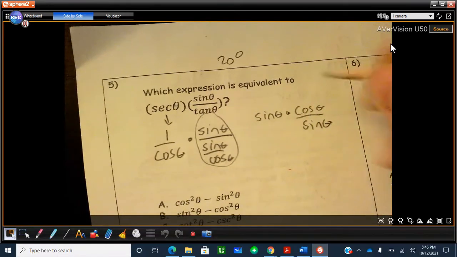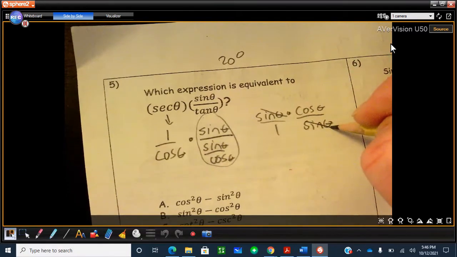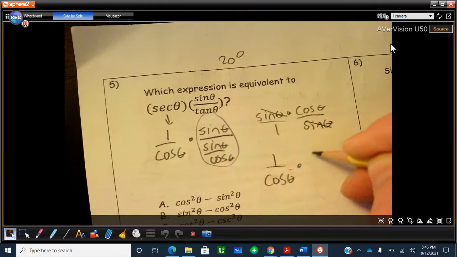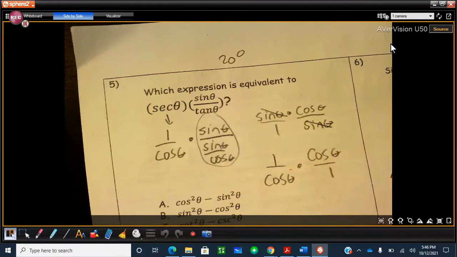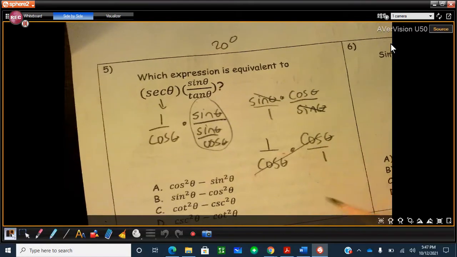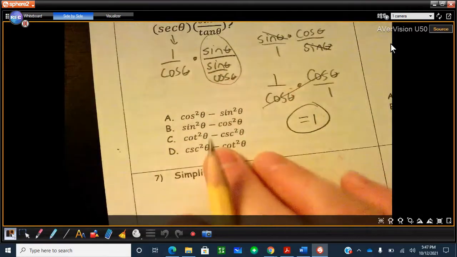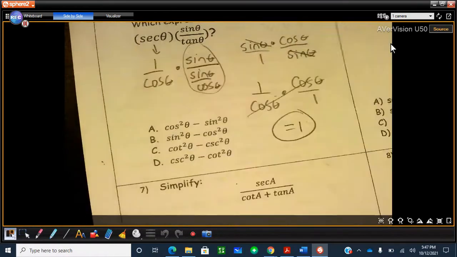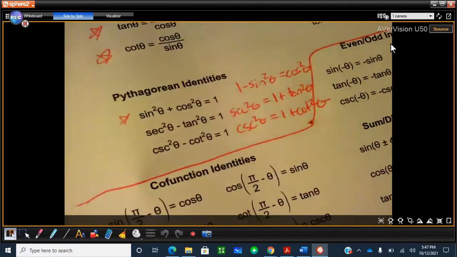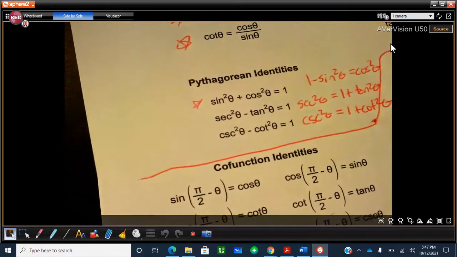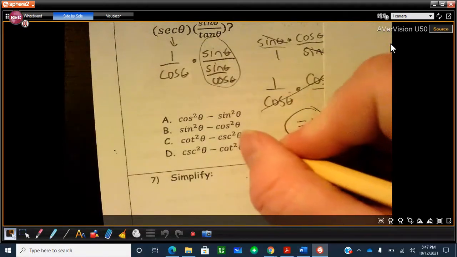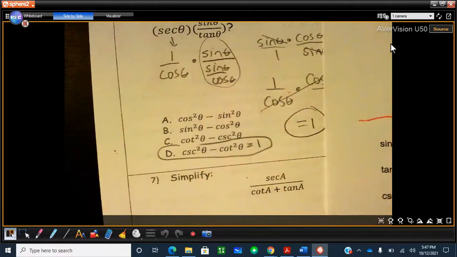And so what happens is these sines cancel. So this whole thing right here is really cosine. So it's 1 over cosine theta times cosine theta over 1. And then these will cancel. And then you're thinking, oh my god, no answer matches. They kind of try to play a trick on you, because if you have this sheet right here, remember how I told you to write something down real quick? One of these is equal to 1. Cosecant minus cotangent is equal to 1. So then you had to look up your answers and see which one matched.